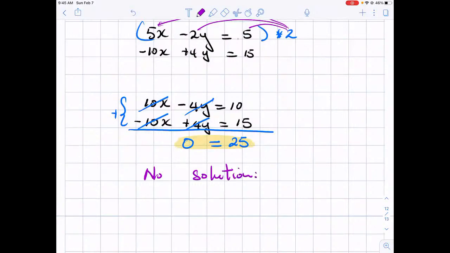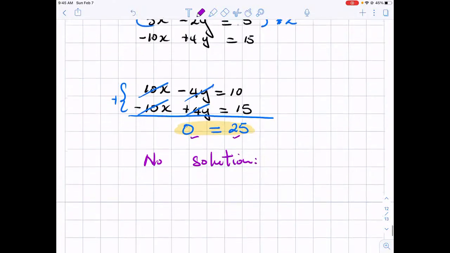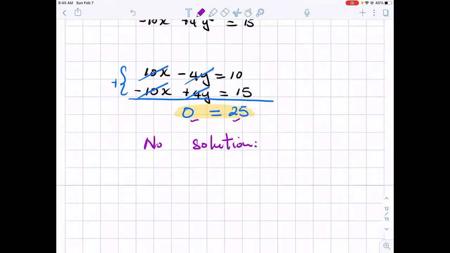Okay? No solution. Now, what if you had 0 equals 0? If you had 0 equals 0, or if you have 25 equals 25, then you will have the case of infinite solutions. So I will leave that one for you to obtain on your own or to practice. Okay? So no solution, if you recall, means that if you had graphed these lines, you would see that they are parallel lines.